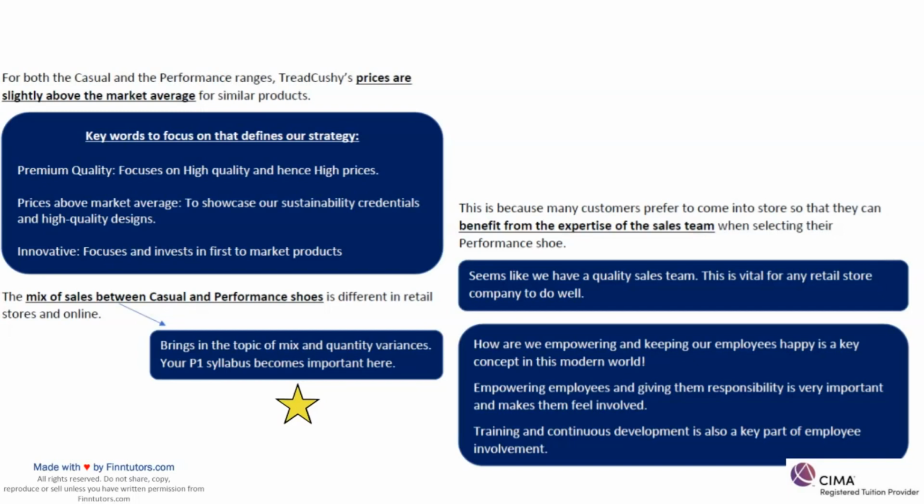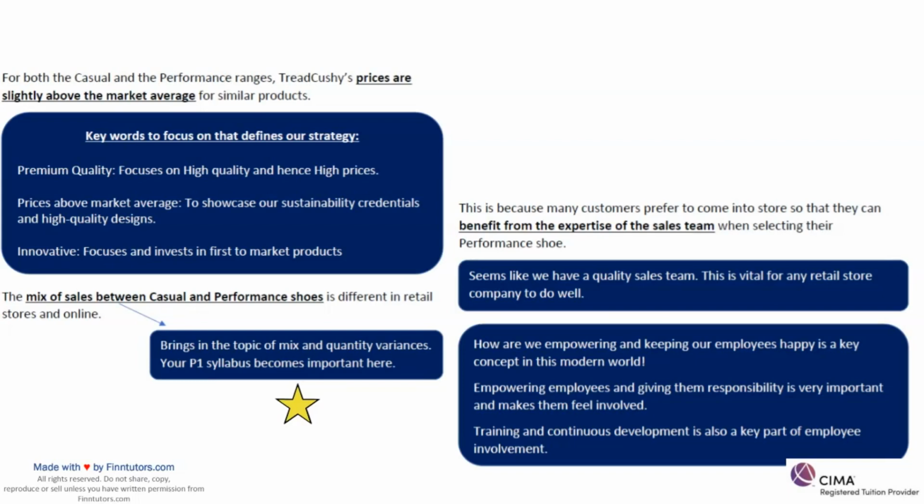So, key words to focus on that define our strategy. First, premium quality. Because we are focusing on high quality, our prices are going to be high. Second, the prices are above the market average to showcase our sustainability credentials and high quality designs. Third, our nature is innovative. So these are our major strategy holding points. And this is straight from your P1 syllabus of different pricing strategies. So something for us to keep in mind.